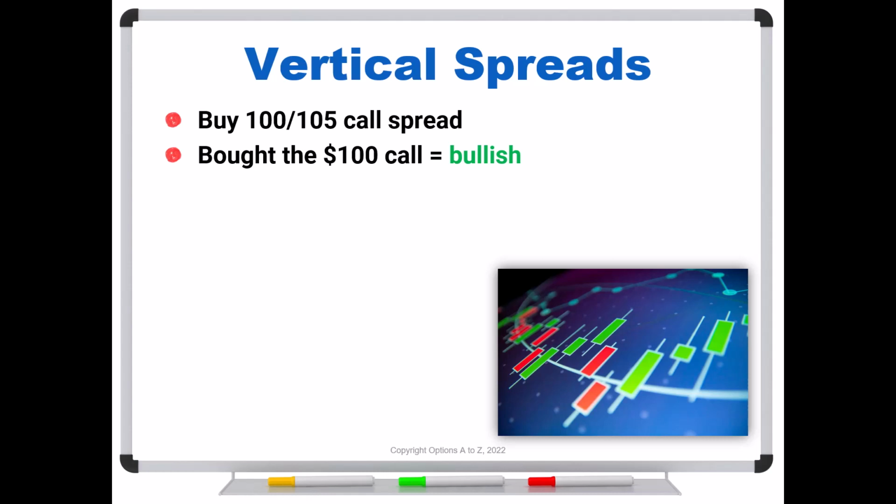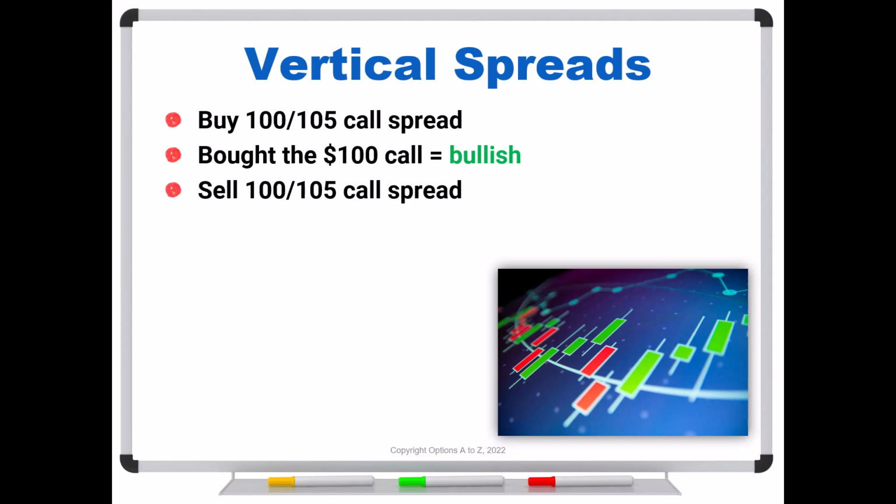So all you have to do is say, well, what's my outlook if I buy a call? Well, it's bullish. Now it doesn't matter what the rest of the strategy entails. I am in control of the controlling option. The lower strike call is controlling the directional bias of this strategy.